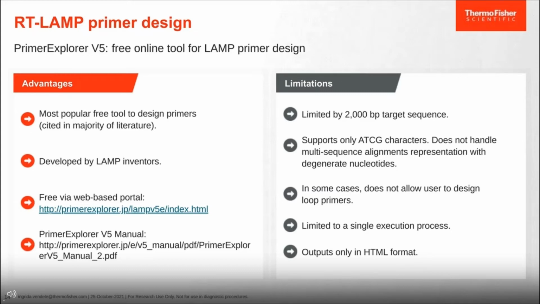It's limited by 2,000 base pair target sequence. It supports only ATCG characters and doesn't handle multi-sequence alignment representation with degenerate nucleotides, which is often a problem when trying to design loop primers, so we suggest not to use degenerated nucleotides. It's limited to a single execution process, and the output is in the HTML format. But despite this, it's an excellent tool. It's used very frequently and cited in literature, which really indicates that the primers work well. And as mentioned, it has a very descriptive user guide for more information.